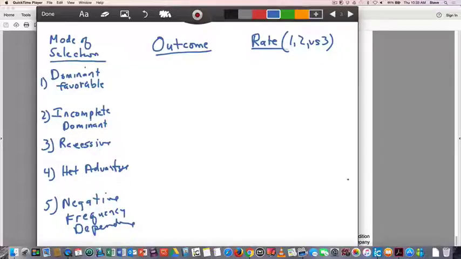Okay, there are all the models of selection that we have talked about today. Dominant, favorable, incomplete dominant, recessive, heterozygote advantage, and negative frequency dependent selection. What I want you to do is fill in each one of these cells with the outcome. And what I want you to say there is fixation of the favored allele or maintain both. Okay? That should be pretty straightforward, right?